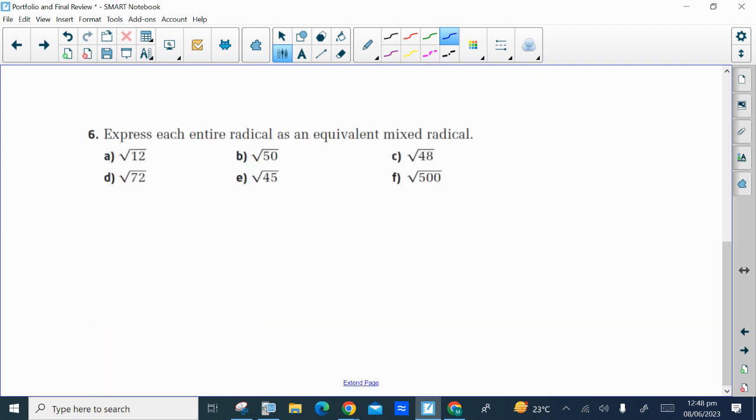Part C, we want to go backwards. We start with an entire radical. We want to write it as a mixed radical. So this is where we need to find two numbers that multiply together to get that number under the radical, but one of them must be a perfect square. 4 times 3 is 12, and 4 is a perfect square. The square root of that is 2. So root 12 should be equal to 2 root 3.